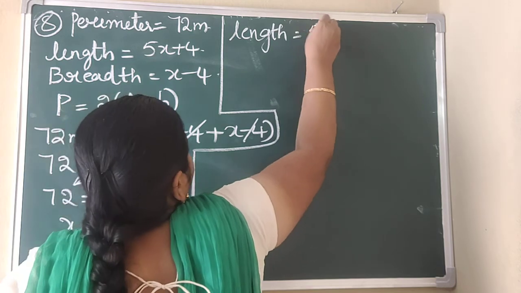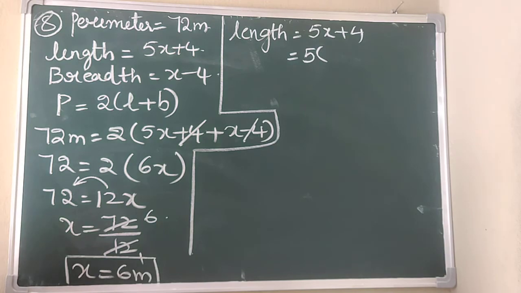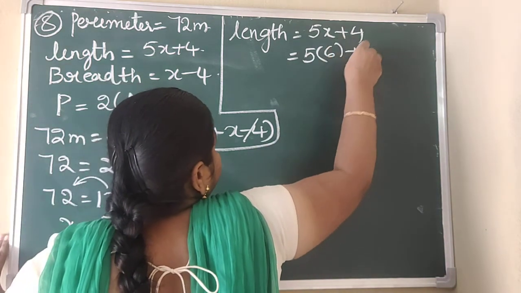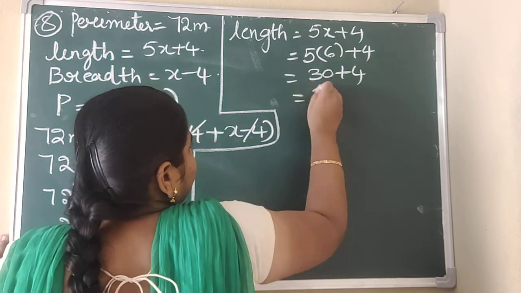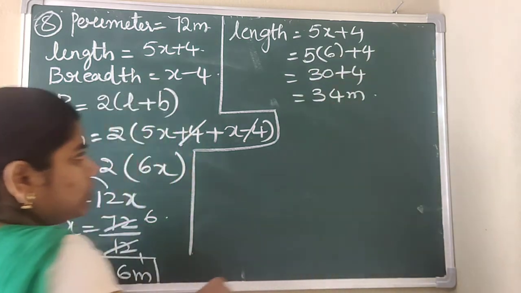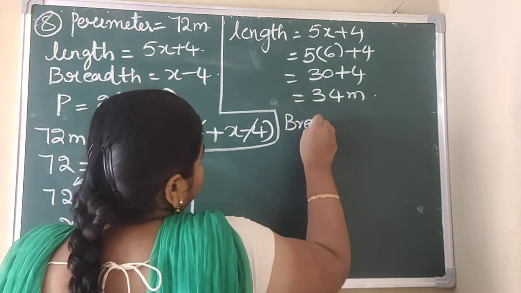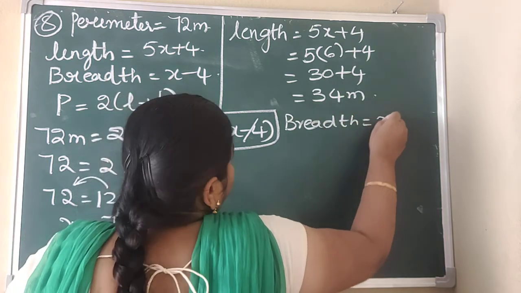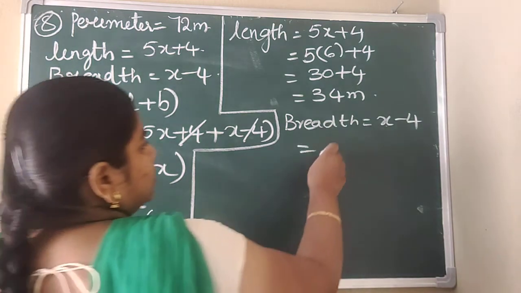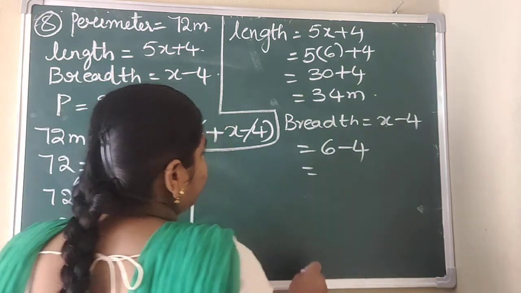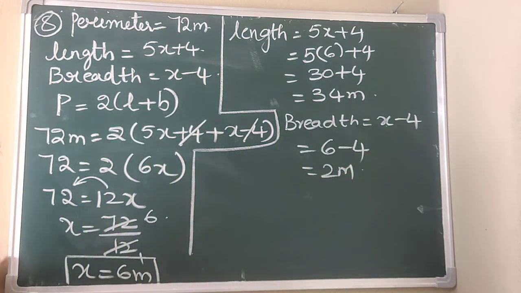So length is equals to 5x plus 4. So 5 into what is x value? x value you got as 6. So 5 into 6 plus 4. 5 sixes are 30 plus 4. That will be equals to 34 meters. The length value is 34. Now we have to find the breadth value. So breadth is how much? x minus 4. So x is nothing but we got as 6. So 6 minus 4. 6 minus 4 is how much? 2. So the breadth value you got as 2 meters.